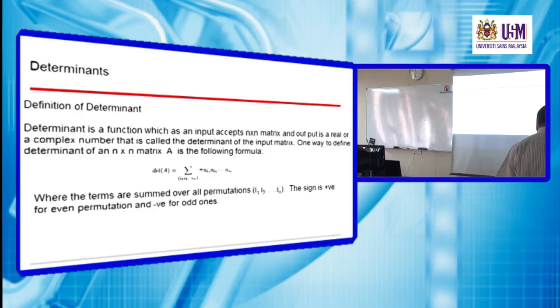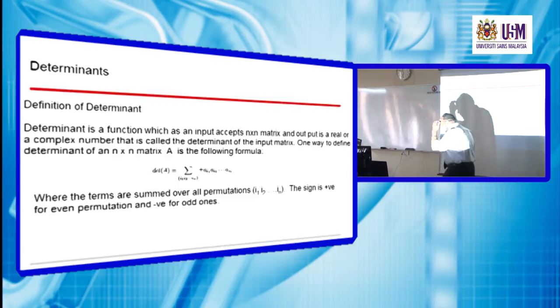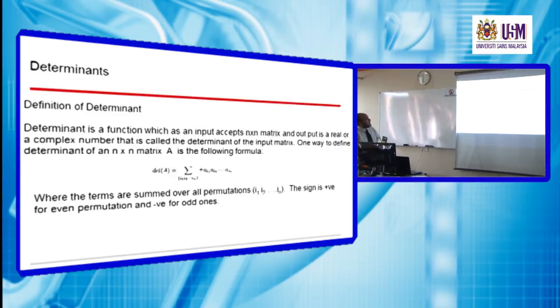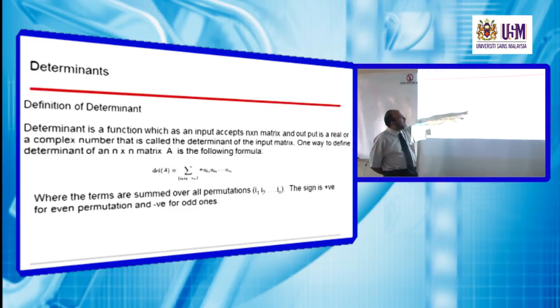Now we move to another type of measure of the size of a matrix, which is called the determinant. By definition, the determinant is a function which accepts an n times n matrix as input, and the output is a real or a complex number that is called the determinant of the input matrix. One way to define the determinant of an n times n matrix A is following the formula: determinant of A equals the summation over the indices from i1 to in of plus or minus a i1,1, a i2,2, up to a in,n.